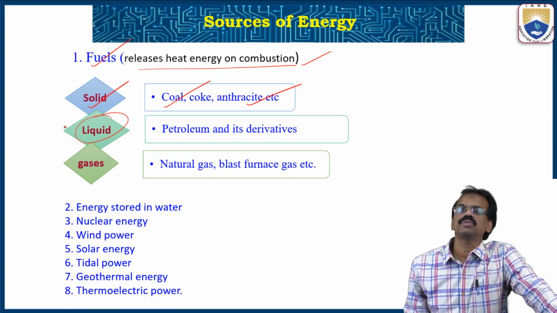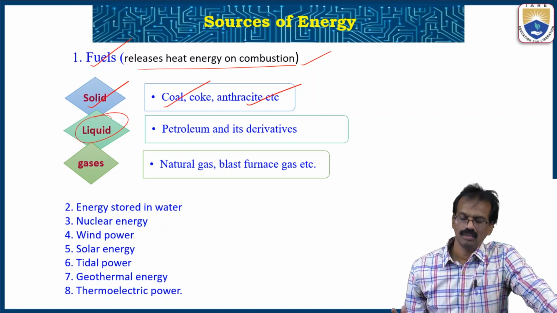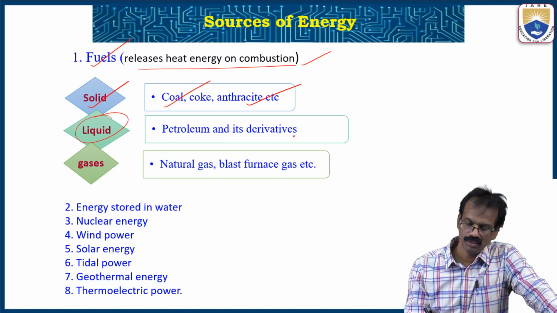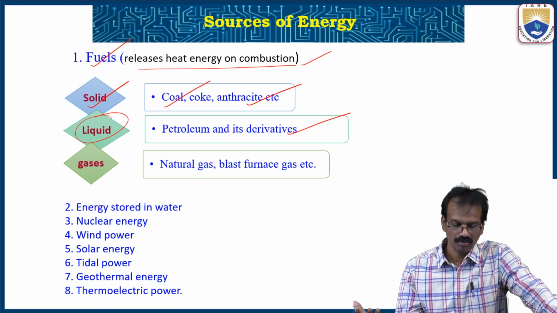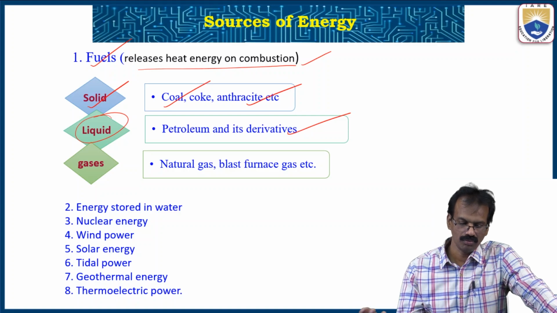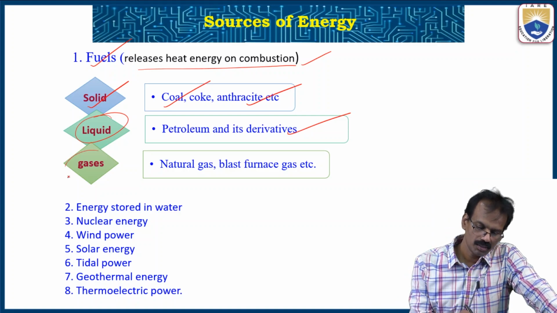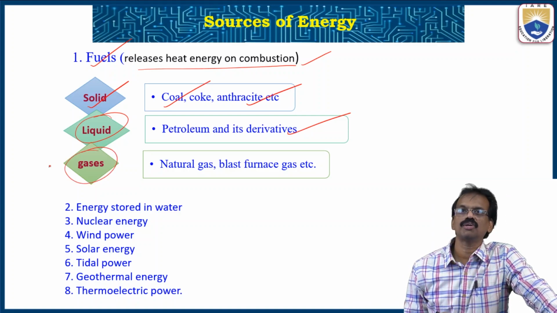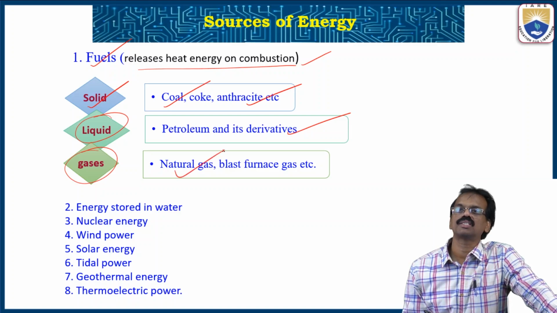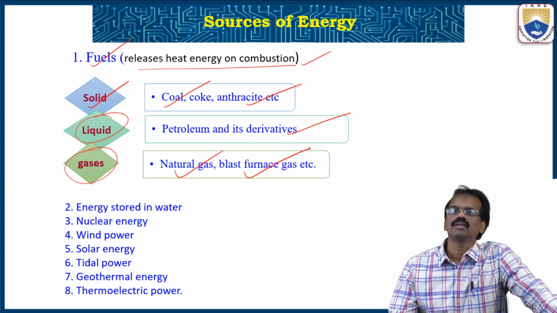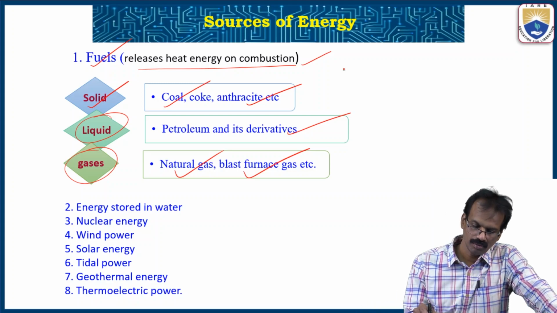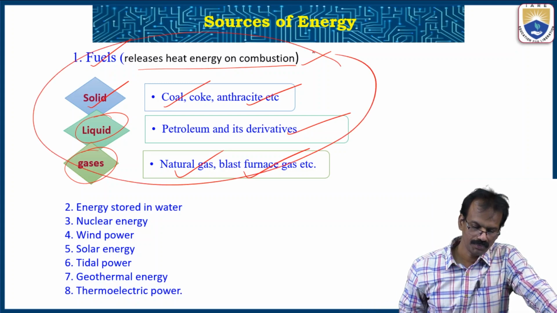Next, liquid fuels. Examples of liquid fuels are petroleum and its derivatives, that is kerosene, diesel and all these things. Gaseous fuels. Examples of gaseous fuels are natural gas and blast furnace gas, etc. Many gases are there. We'll see them one by one. So these are the fuels. Fuels are of three types.